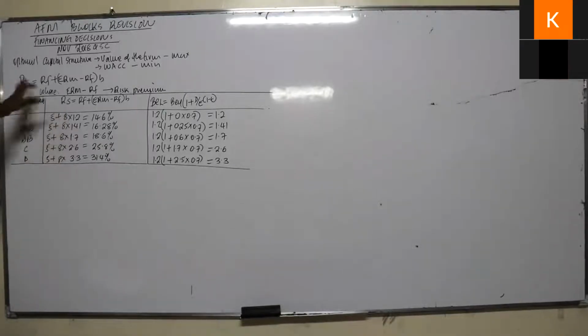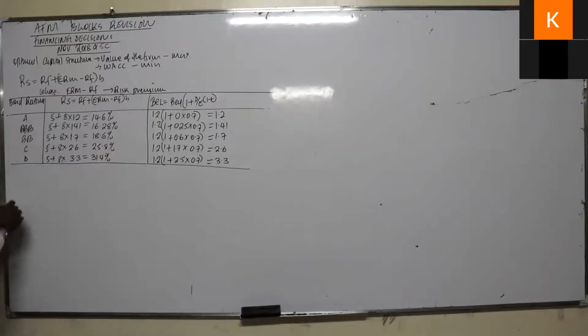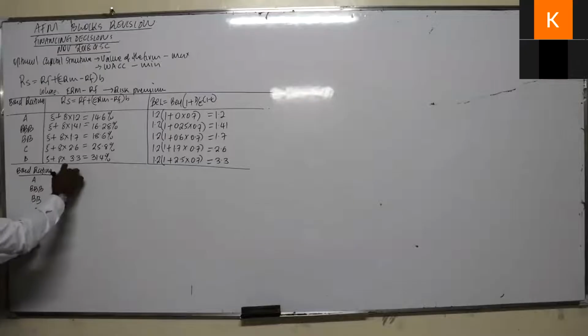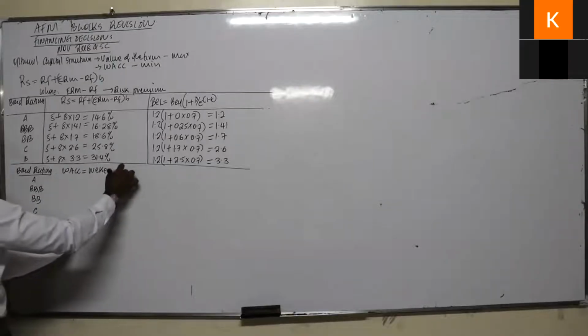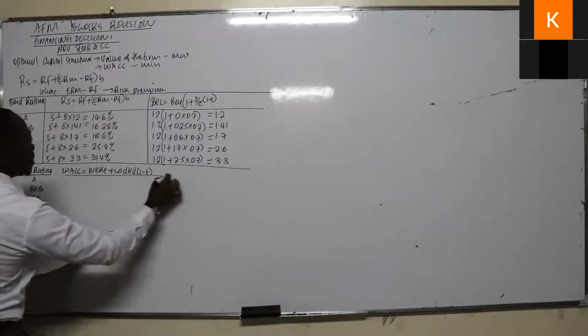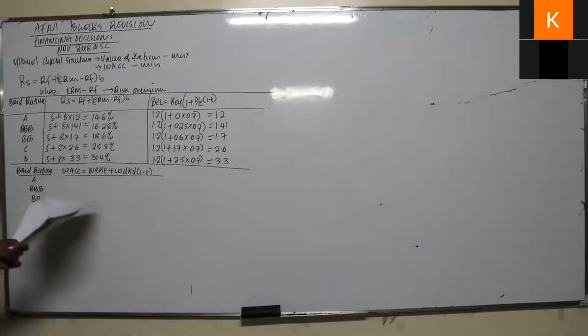We are looking at the cost of optimal capital, where we need to determine WACC. So how to determine WACC? So bond rating, WACC: weight of equity times cost of equity, plus weight of the debt times cost of the debt times 1 minus T. So let's start with bond rating A. So you take the weight of equity.